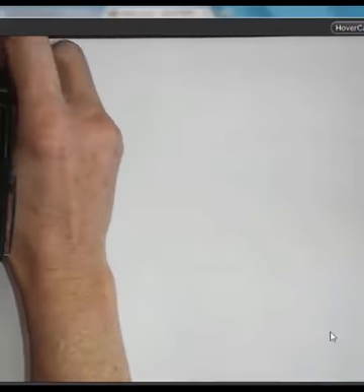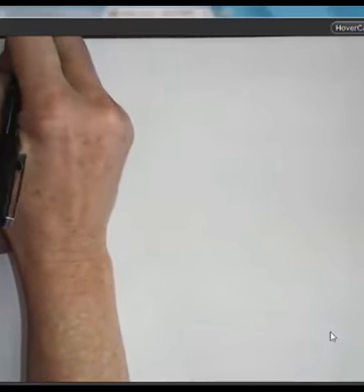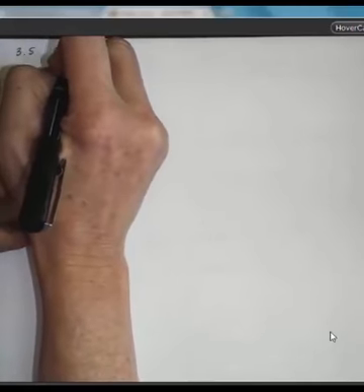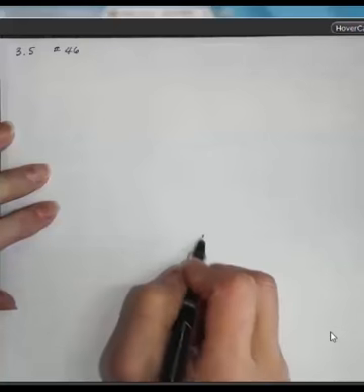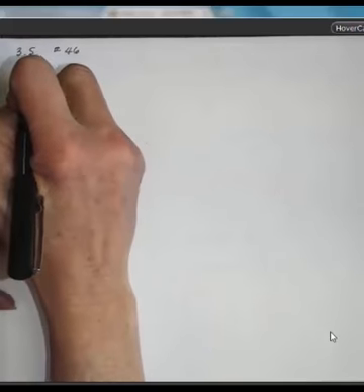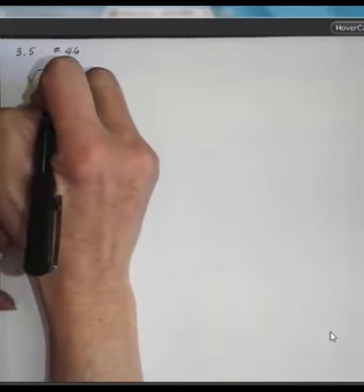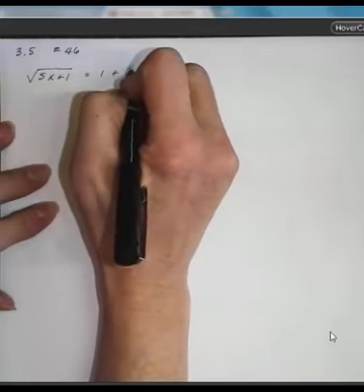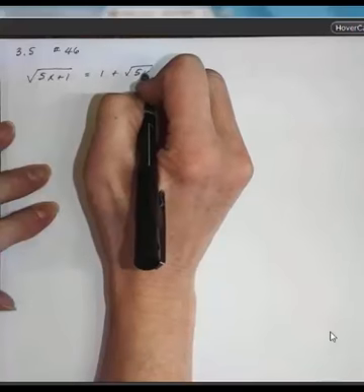Okay, I'm going to be doing now a problem in 3.5, and it will be problem number 46. And the problem states that we have the square root of 5x plus 1 equals 1 plus the square root of 5x.